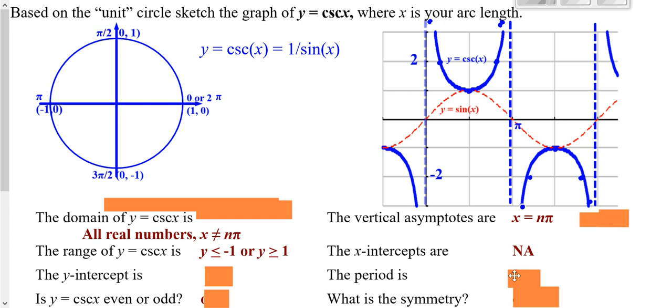Our period is still 2 pi because it's the reciprocal of sine, and the period of sine is 2 pi. Our sine was symmetrical about the origin, so its reciprocal is symmetrical about the origin, which means it is an odd function. Our y-intercept, well, you can see here our graph never crosses or touches the y-axis, so it does not apply.